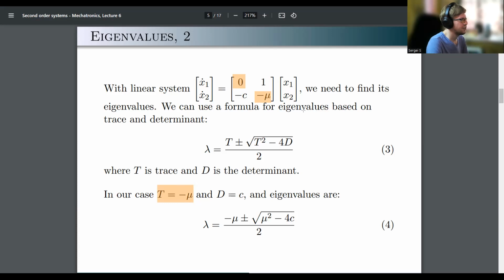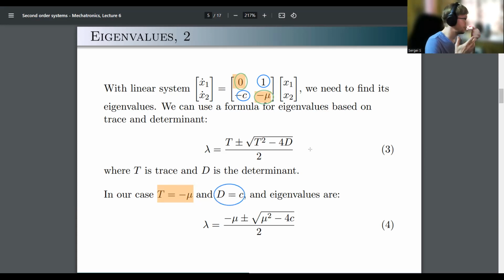And the determinant, you remember what determinant is? It would be this element times this element minus this element times this element. Well, for the first two, the product is 0 because one of them is 0. And for the second one, the product is minus c. So we have 0 minus (minus c), which is plus c. So that's what we have.